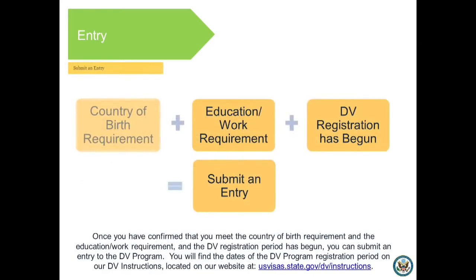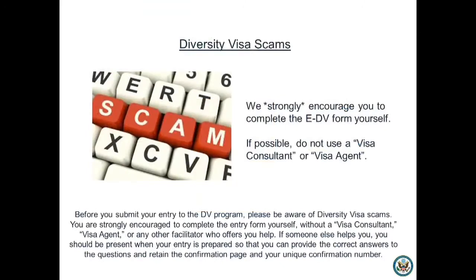Once you have confirmed that you meet the country of birth requirement and the education or work requirement, and the DV registration period has begun, you can submit an entry to the DV program. You will find the dates of the DV program registration period on our DV instructions, located on our website at usvisas.state.gov/DV/instructions. Diversity visa scams. Before you submit your entry to the DV program, please be aware of diversity visa scams.